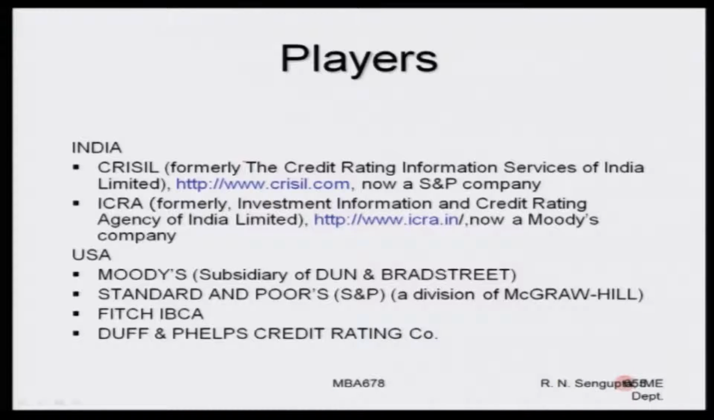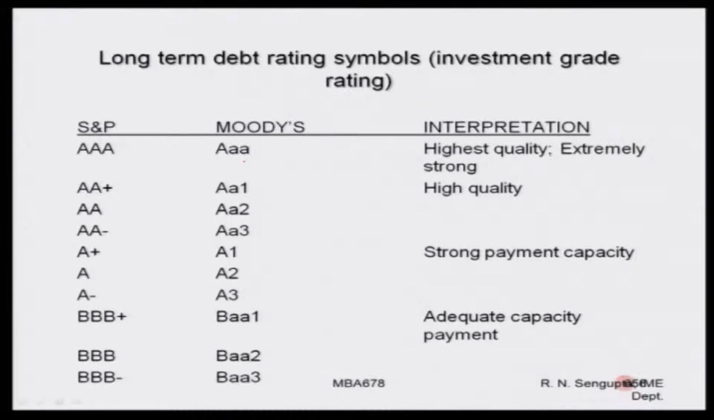In the US, you have Duff & Phelps, Fitch and IPCA, Standard & Poor's, Moody's. Now, Moody's is a subsidiary of Dun & Bradstreet, and Standard & Poor's is a division of McGraw-Hill. McGraw-Hill is the big publication company which you all know. So, first let us go through the symbols and then I will come to the actual details of how the analysis is done in a mathematical sense.